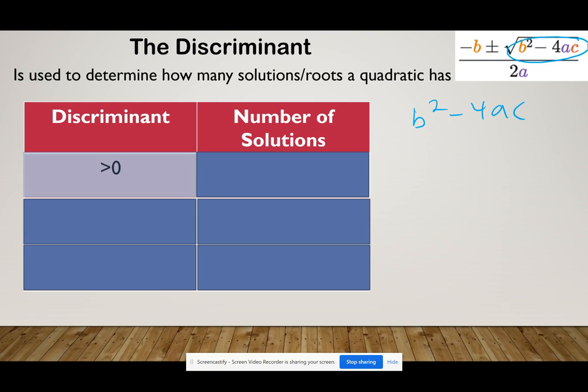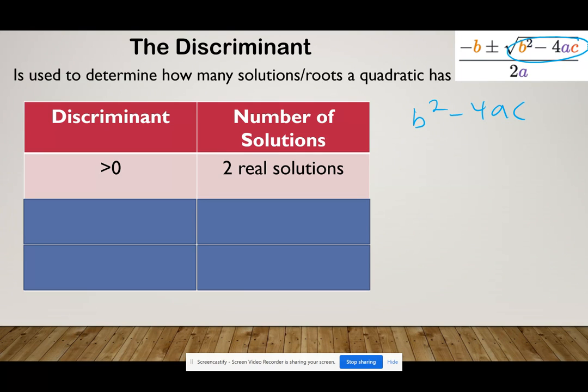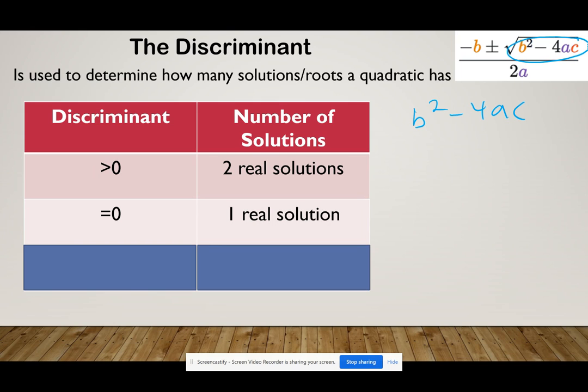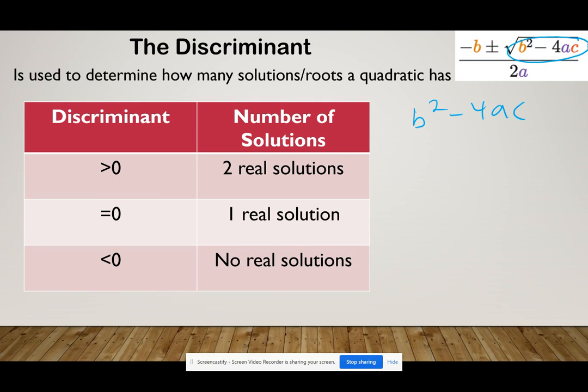So the discriminant. If the discriminant is greater than 0, then you have two real solutions. If the discriminant is equal to 0, then you have one real solution. But if the discriminant is less than 0, then you have no real solutions. What they mean by real solutions is real numbers. When you get to Algebra 2, you will talk about numbers that are not real. But these are the three we talked about: one solution, two solutions, or no solutions.